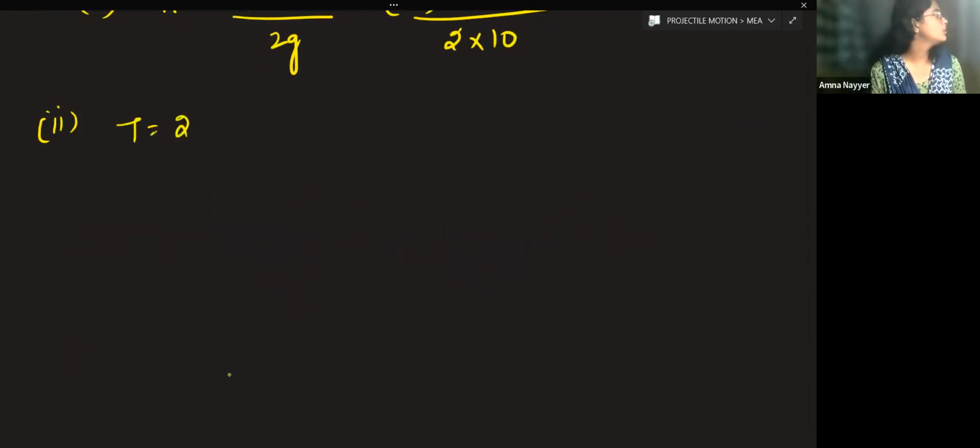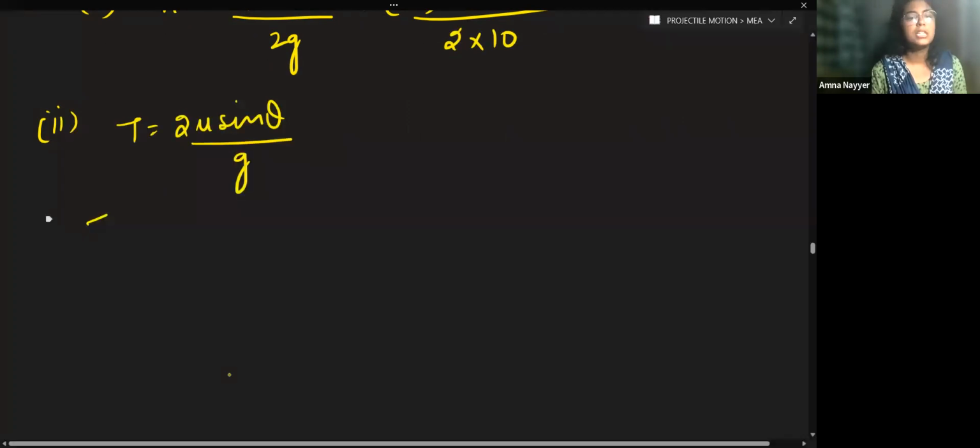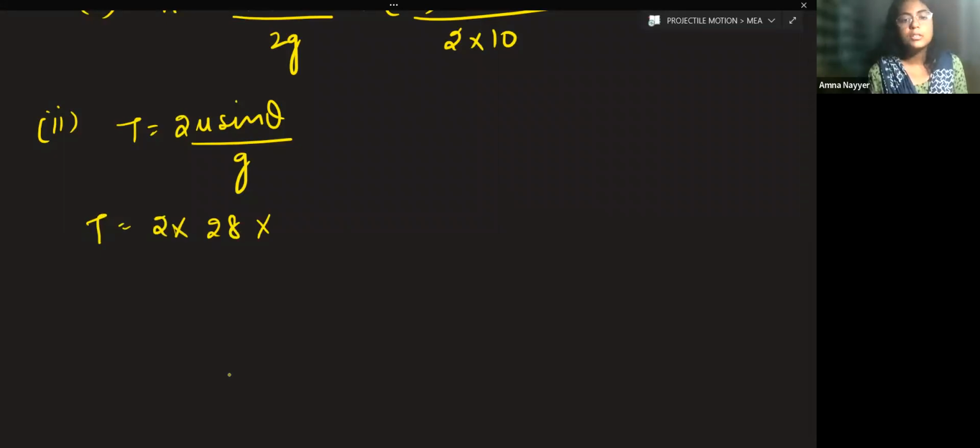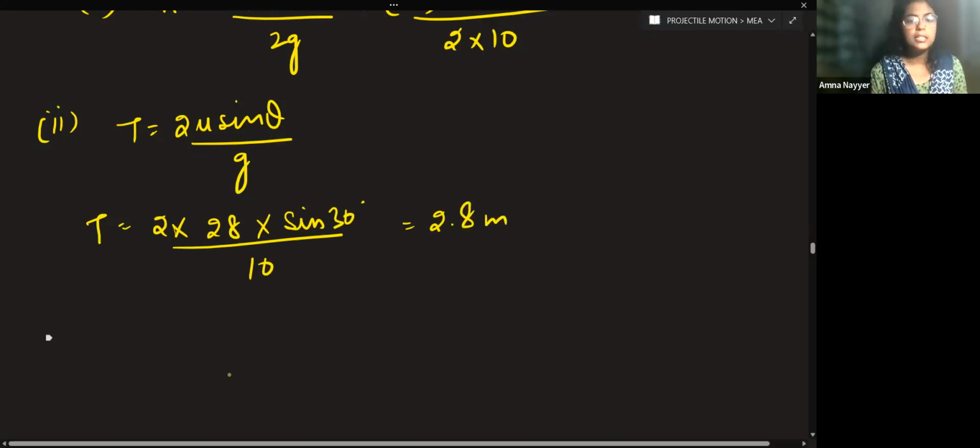Time period is 2u sine theta divided by g. So 2 into u is 28, sine theta. Theta was what? 30 degree, no? So this will be sine 30 degree divided by 10. So this will be half, and the 2 will get cancelled. That will be 2.8 seconds. Third part is what?